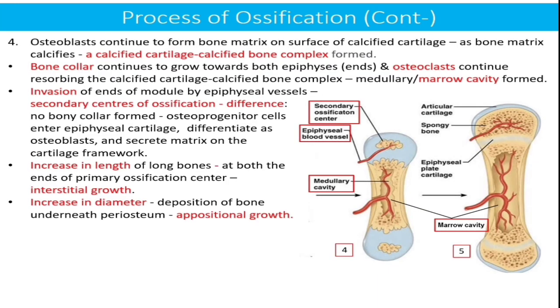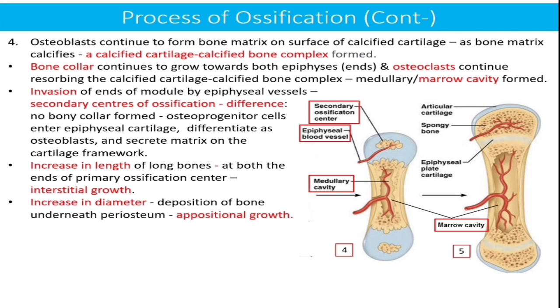During the fourth step, osteoblasts continue to form bone matrix on the surface of the calcified cartilage. As bone matrix calcifies, a calcified cartilage, calcified bone complex is formed. The bony collar continues to grow towards both ends of the bone, and osteoclasts continue resorbing the calcified cartilage, calcified bone complex. In this way, the medullary or bone marrow cavity is formed.